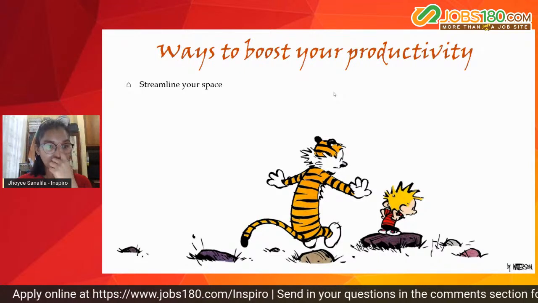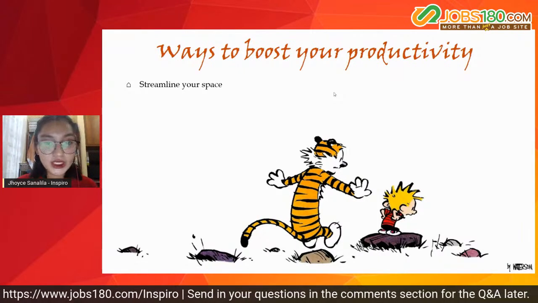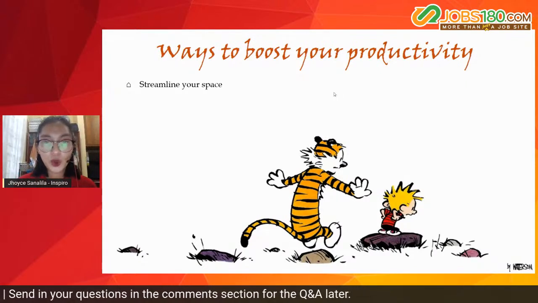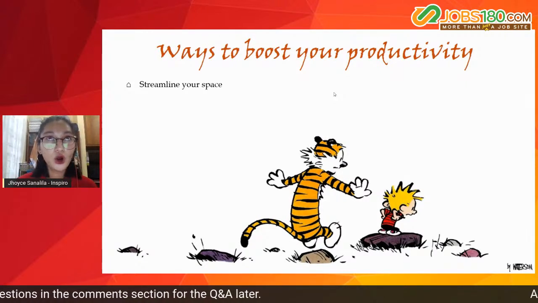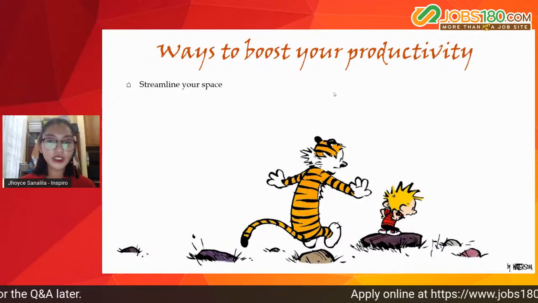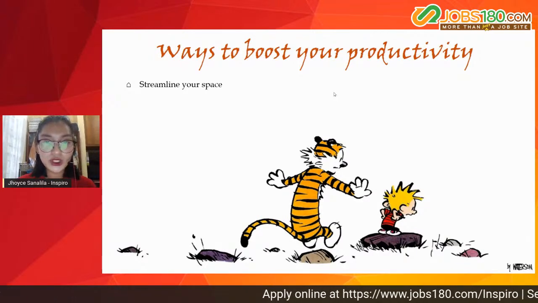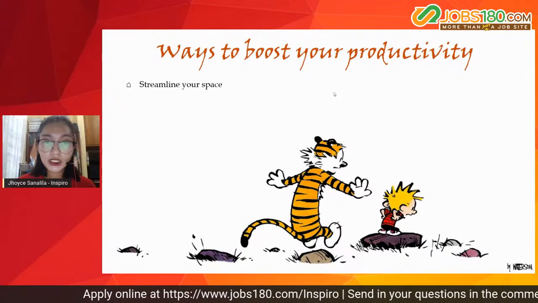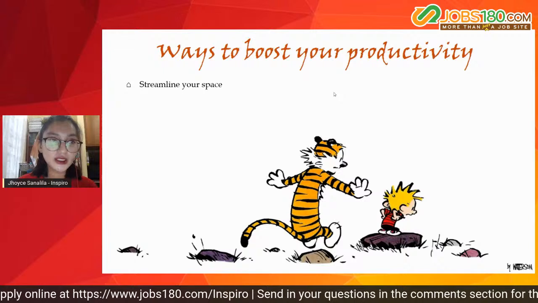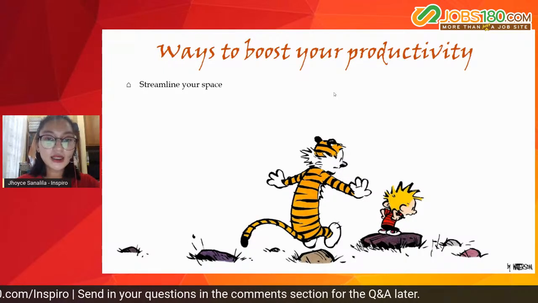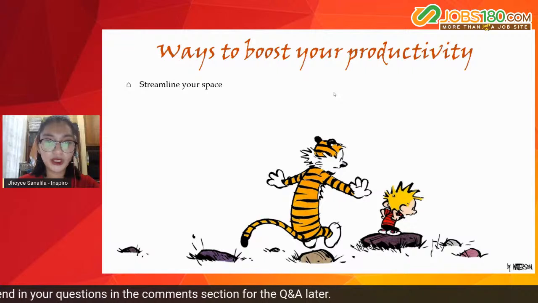So first is streamline your space. Before you do anything else, take a few moments at the start of each day to organize and declutter your workspace. A clutter-free environment helps you think more clearly and produce better results. By cleaning up and organizing your space, you can greatly increase your productivity and limit the time you spend searching for things.